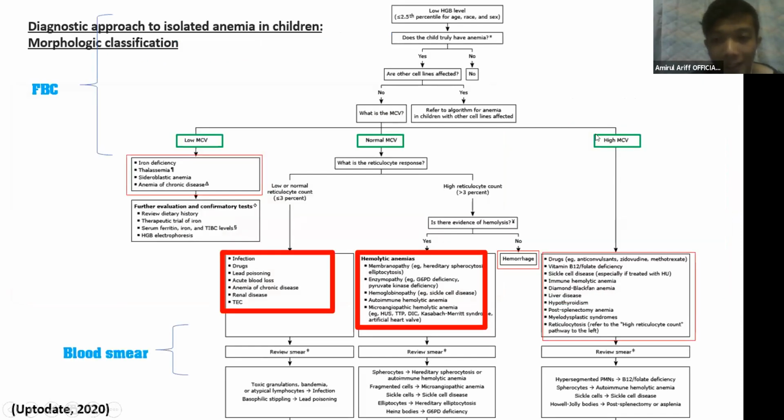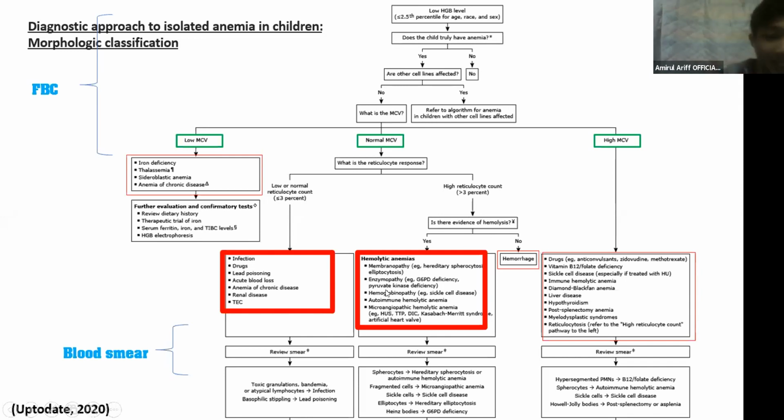So just now we talked about the result. If in the FBC result we find that the anemic patient has a high MCV, the possible cause is vitamin B12 and folate deficiency. Now if the patient has anemia and the MCV is normal, compared to low MCV and high MCV, we look at the reticulocyte count. If the reticulocyte count is low or normal, there are certain possible causes. On the other hand, if the reticulocyte count is high, there are other possible causes.